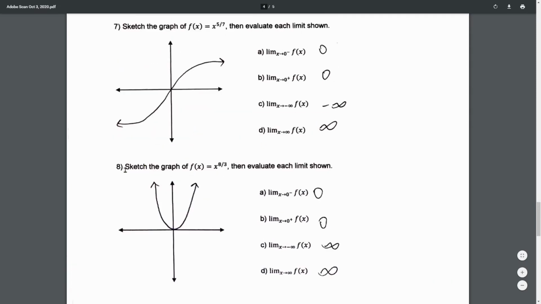So this next one, sketch the graph of f of x equals x to the 8 over 3. It looks like the numerator is even, so this would be an even function. So it's going to look more or less like this. The limit from the left at 0 would be 0, and from the right would also be 0. The limit as x goes to negative infinity would be positive infinity, and as x goes to positive infinity, the y's would also go to positive infinity.